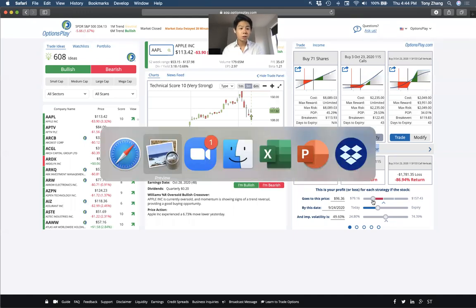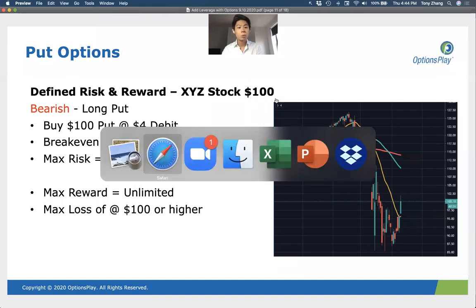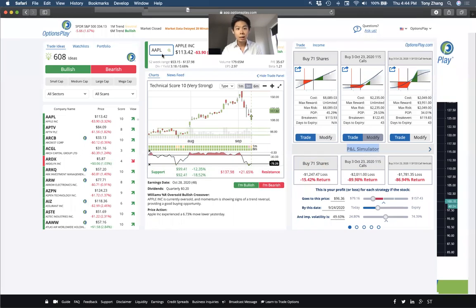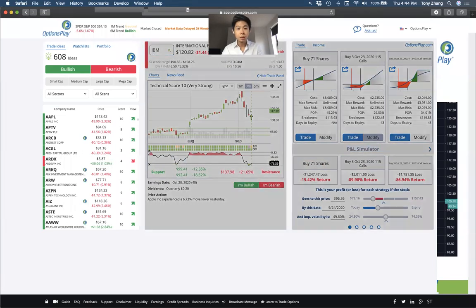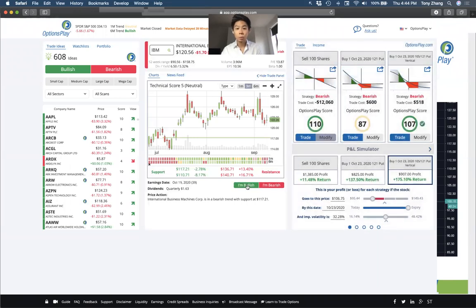So with that, let's jump back into put options, right? This is the bearish side. So let's say I have stock XYZ. Actually, before I start the put options piece, I just want to make sure everyone understands how to utilize OptionsPlay to type in a symbol and quickly look at 3 strategies, whether you're bullish or bearish.